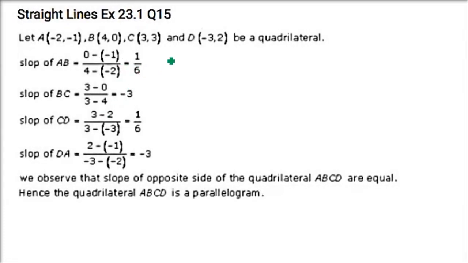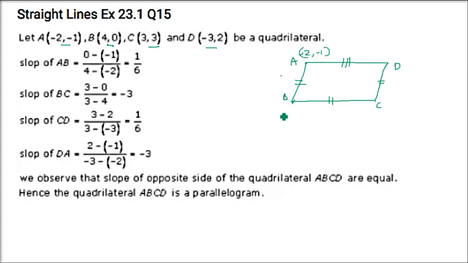Without using the distance formula, show that the points (-2, -1), (4, 0), (3, 3) and (-3, 2) are the vertices of a parallelogram. We are not supposed to use the distance formula. The easiest way would be to find the distances and just prove that the opposite sides are equal. But we are supposed to show that this quadrilateral is a parallelogram by showing that the opposite sides are parallel. AB is parallel to CD and AD is parallel to BC.